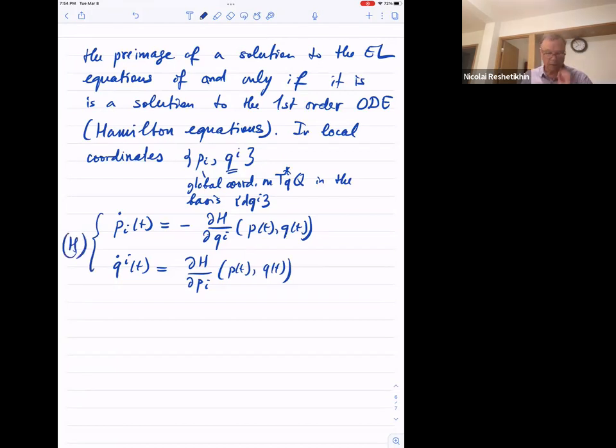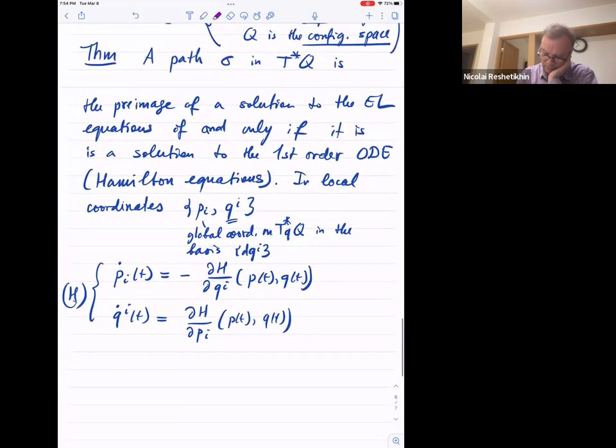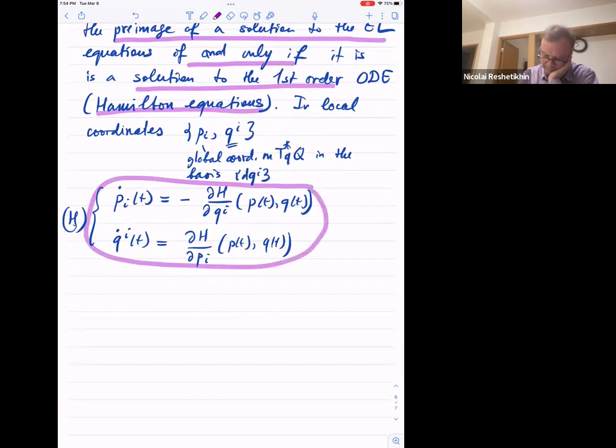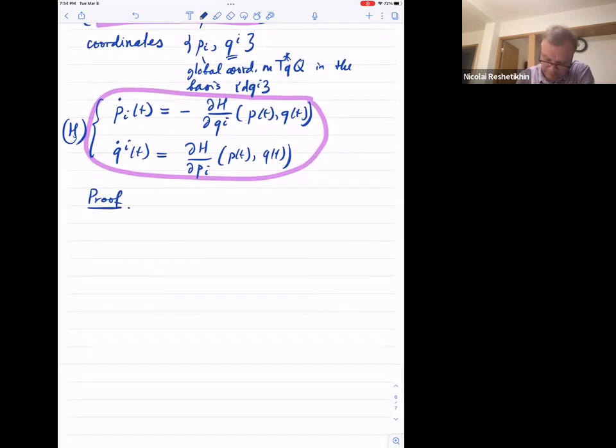So we will give these equations a name, H. Once again, this sigma is a pre-image of a solution to the Euler-Lagrange equations if and only if it's a solution to the Hamilton equations. So that's a powerful theorem. And again, I'm not going to prove it. It's a nice and very straightforward exercise, simply based on the explicit formula for the Hamiltonian. Anyway, let me leave it as a homework exercise.